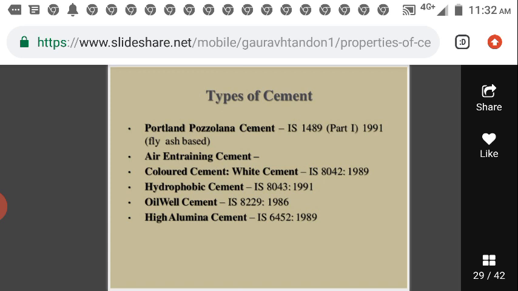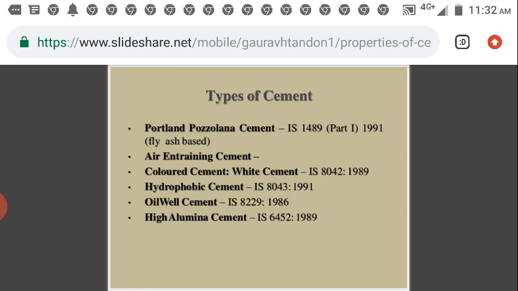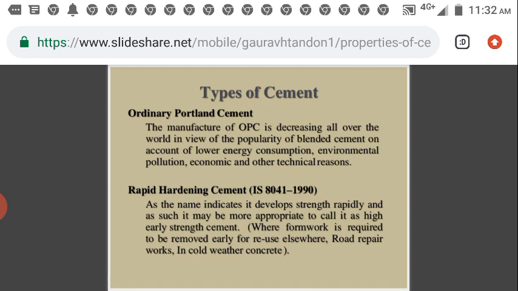See, sometimes we use high alumina cement if we want to make the strength higher in some areas. Maybe we'll discuss that in detail one by one. So then ordinary Portland cement. We'll discuss one by one.